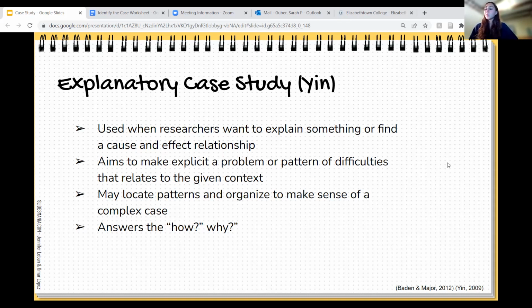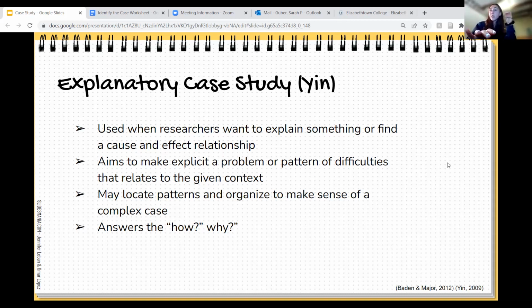So unlike an exploratory, which is kind of ambiguous, it's the beginning stages, the explanatory case, you really want to find a reason for something. Why is it happening? What's causing it? So for example, maybe there's a nutritionist who has a program and she's going to explore how it affects her clients. You have the cause and you're looking at the effect.